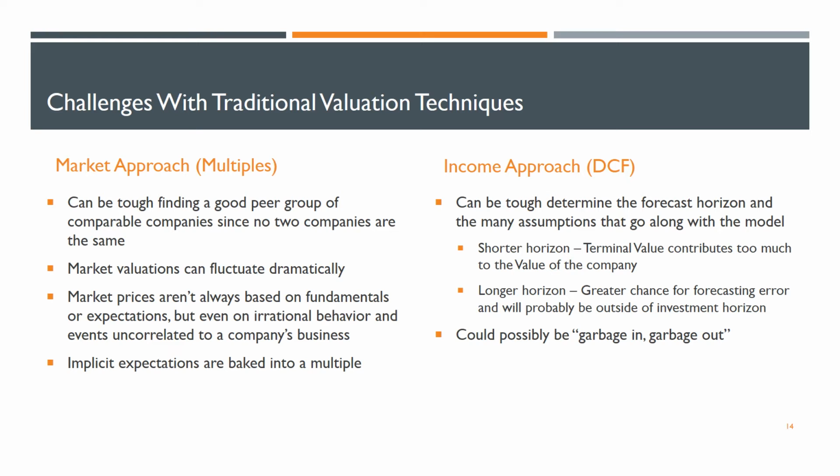Something's going on in the Middle East, has nothing to do with some of these companies, and yet their price is going down. Most importantly to me, there are implicit expectations baked into market multiples that aren't clear. You can't really tell sometimes what's really within the multiple. Why is this multiple so high? Especially for certain companies that don't have a long trading history. So that's kind of the traditional problems or challenges with the market approach.